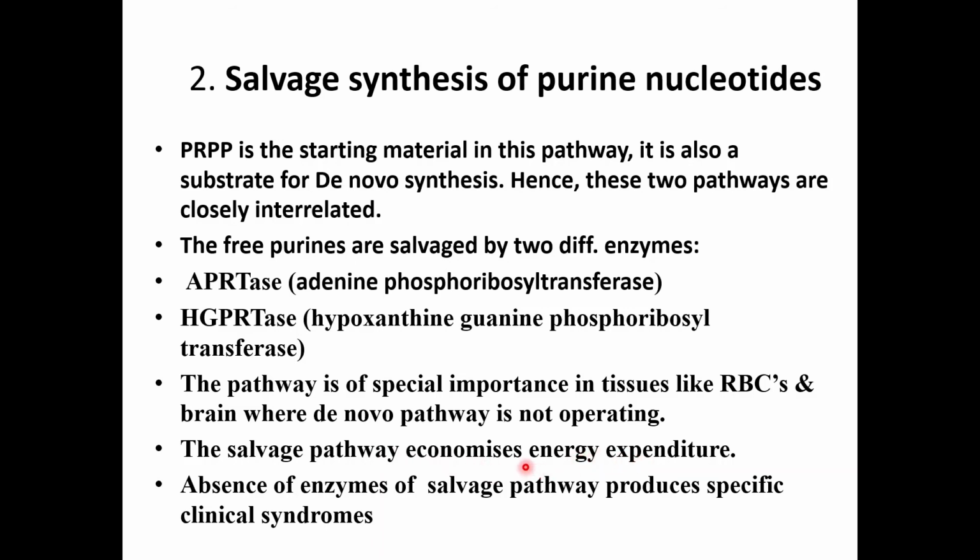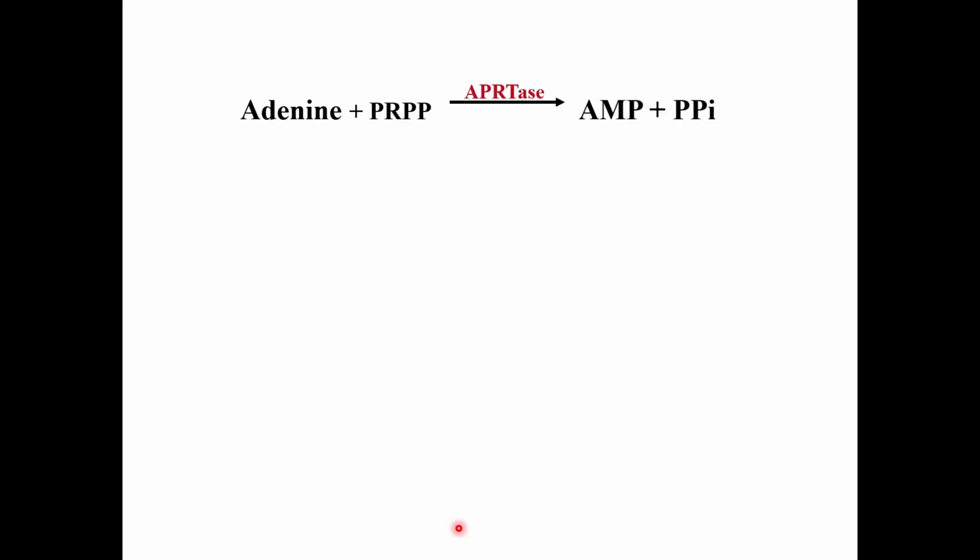As you have seen in the de novo pathway, there are a number of steps in which we are using the synthetase enzyme and the ring closure step. So we need ATP everywhere. So in this way, this salvage pathway economizes the energy expenditure. Absence of enzymes of the salvage pathway produces specific clinical syndromes.